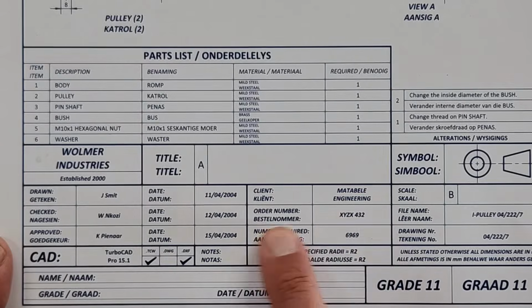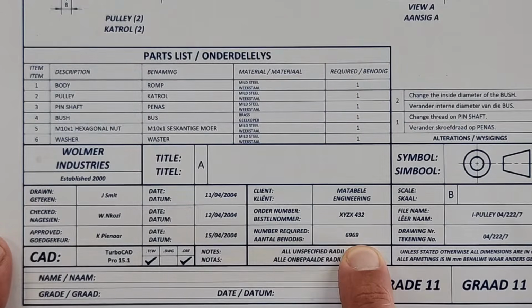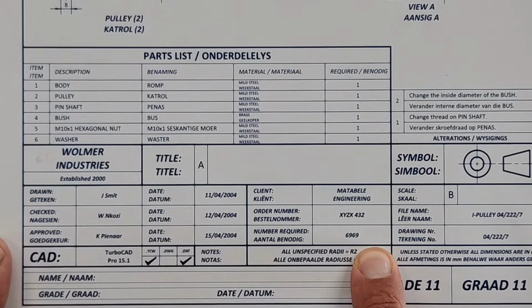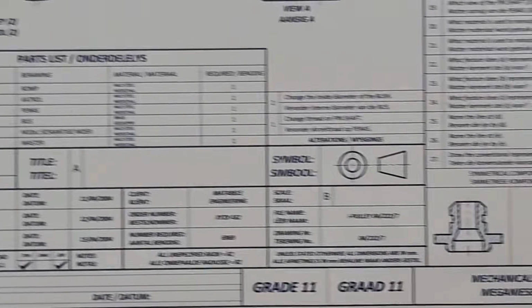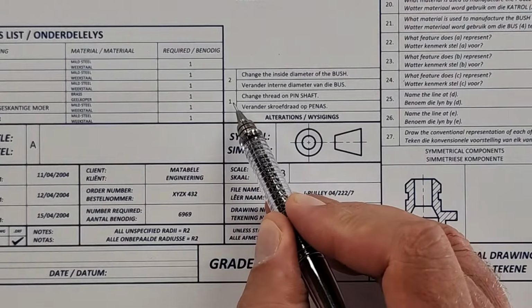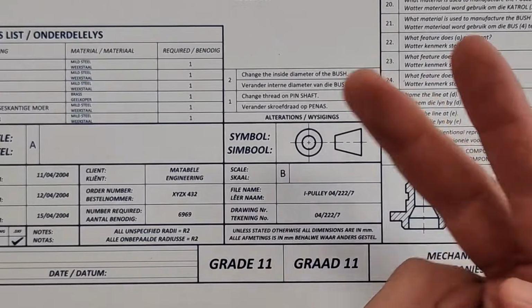Who's the client? The order number is here. The number of items required is visible here. So if you can read, you can achieve. Who made this drawing and when it was? That's who checked it. How many times has this drawing been revised? Let's look at that one. So if you look at here, there's the alterations, and we've got 1, 2. So it's been revised twice.